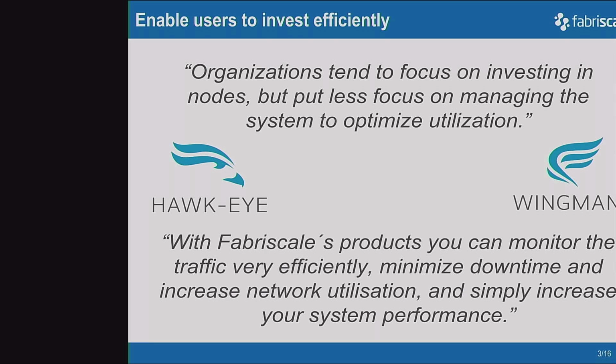So we have two products, Hawkeye and Wingman. And with our products, you can monitor the traffic very efficiently. So you kind of get eyes into your system. You can see what's going on in your InfiniBand switches and in your InfiniBand NICs. And we also have optimized routing. It's a routing that better balances the network load and can effectively improve performance quite significantly.